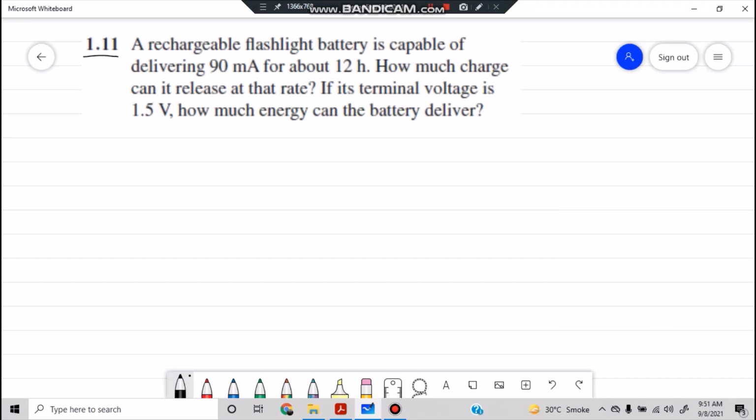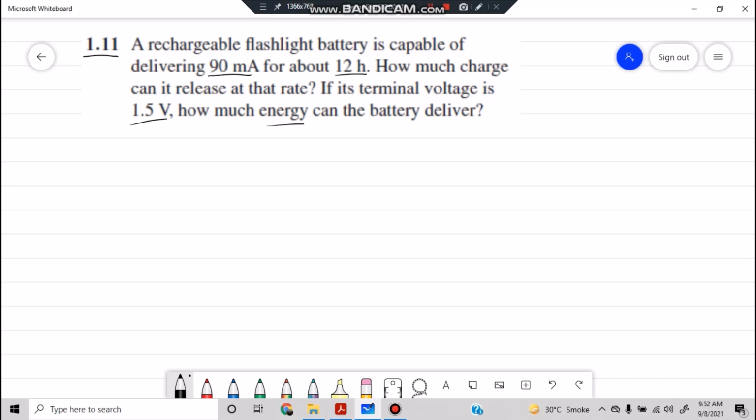Today we are going to solve question number 1.11 from Fundamentals of Electric Circuits by Alexander and Sadiku. The question is: a rechargeable flashlight battery is capable of delivering 90 milliampere for about 12 hours. How much charge can it release at that rate? If the terminal voltage is 1.5 volt, how much energy can the battery deliver?